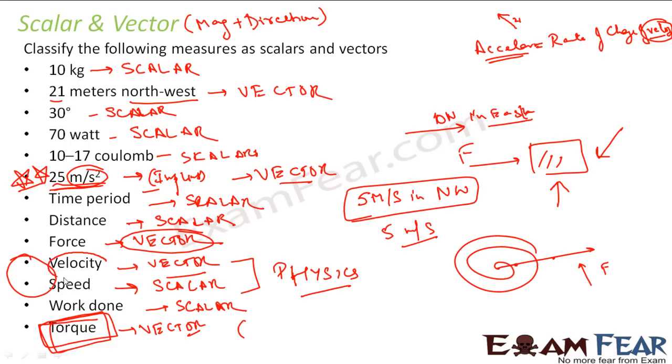Velocity is a vector and speed is not a vector. Why? Because velocity is your speed in a particular direction, and for speed you don't talk about direction. Work done is again a scalar because you don't talk about direction, and torque is a vector. Please note here, in case of torque and work done also, the unit is same actually. The formula for both is F into D, force into distance. We'll explain more on these in a few slides.